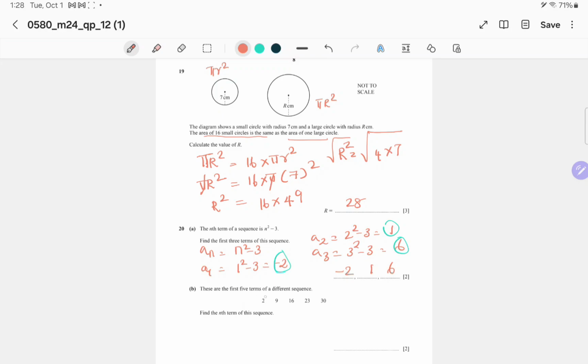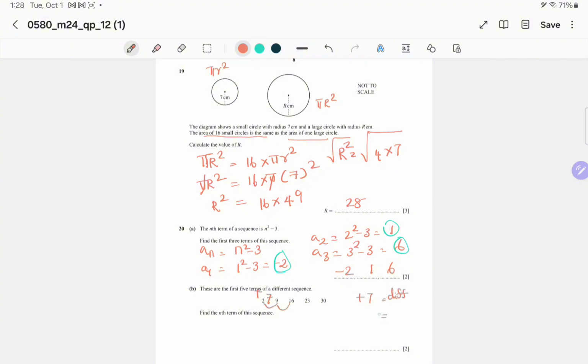These are the first 5 terms of different sequences. They ask to find the nth term of the sequence. Before going to the question, what is the difference between these numbers? I think it is 7. It is increasing by 7. Plus 7 is the difference.